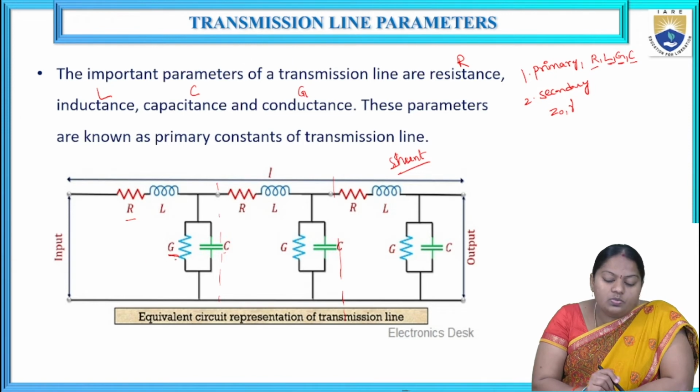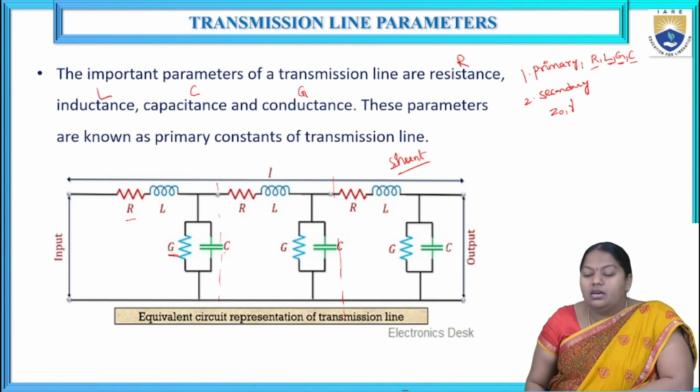So out of all these primary constants, two are connected in series and the other two are connected in parallel. Resistance R and inductance L are connected in series, and capacitance C and conductance G are connected in shunt or parallel connection. So here is the simple circuit diagram for the transmission line, and each lumped section consists of 4 primary constants: R, L, C, G. Resistance, inductance, capacitance and conductance.